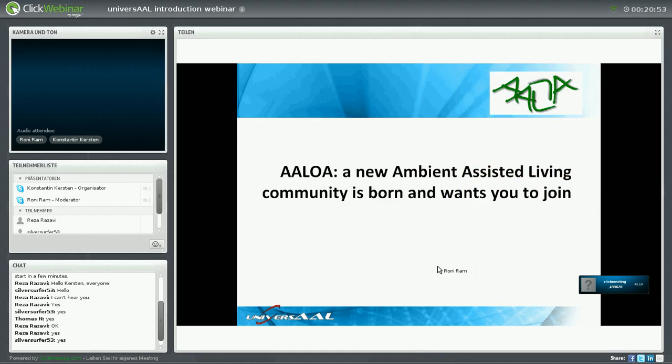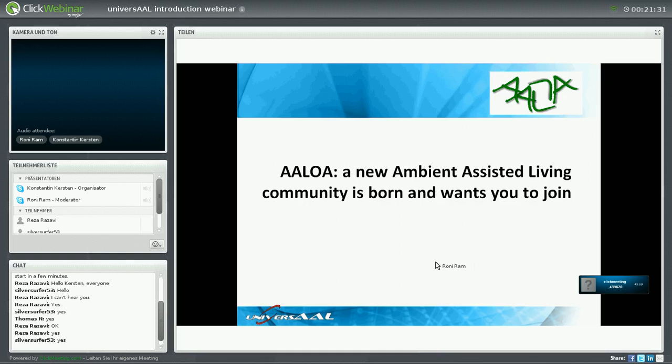ALOA, the AAL Open Association, is the association that universAAL helps to establish. This association is able to further the development of the universAAL platform after the project has concluded its work, which is end of January 2014. The infrastructure, the software, and the documentation produced by universAAL will make sense if they are inherited by some organization that is able to back them up with legal support, to improve them, have them evolve, and to advertise them so that they can become a standard in AAL and related fields.